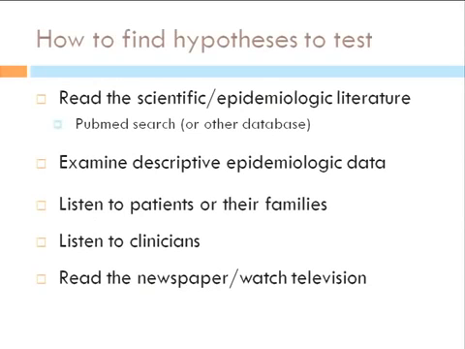Okay, so how do we find a hypothesis to test? I would say the main way nowadays is to read the scientific literature. You're all familiar with PubMed? More or less, right? So you do a PubMed or another database search, pull all the literature, compile it, maybe write a systematic review or meta-analysis to look at the current state of knowledge and where we're really lacking in knowledge. You can also examine descriptive epidemiologic data, listen to patients or their families if you're a clinician, listen to clinicians if you're not a clinician, read the newspaper or watch television.